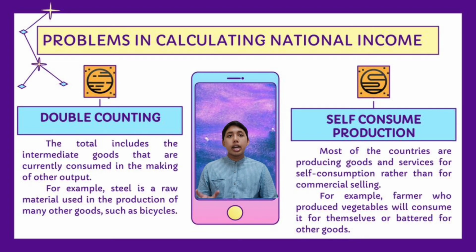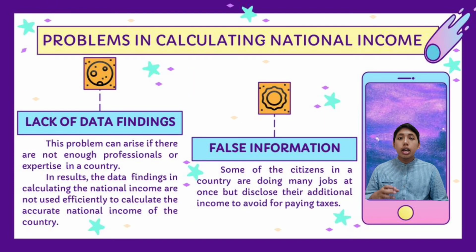Secondly is the self-consumed production. Self-consumed production can cause a non-monetized sector in a country. This is because some producers that produce goods and services will consume them for themselves rather than producing them for commercial selling. This situation can lead to a non-monetized sector in a country. For example, farmers who produce vegetables will consume them for themselves or maybe use them for barter in receiving other goods.